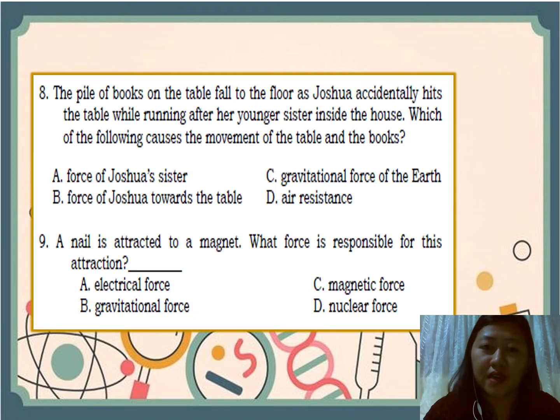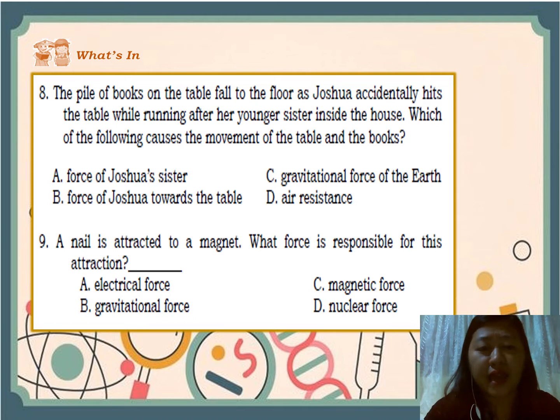What do you think causes the books on the table to fall on the floor? All right, so the correct answer is letter B. It's Joshua's force towards the table that causes the books to fall.